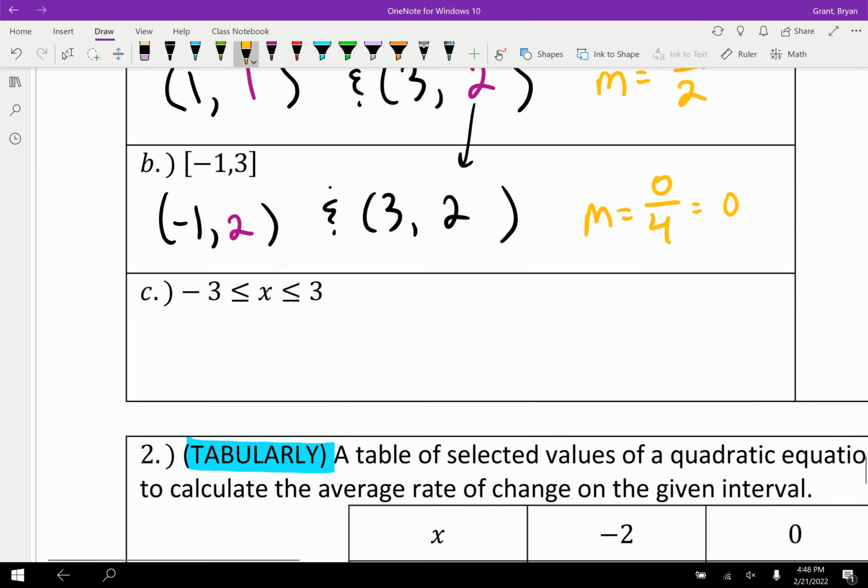Okay, let's look at the third one. From -3, which is less than or equal to x, which is less than or equal to 3. This means x is all the numbers starting at -3 and ending at +3. Hopefully you can see the 2 points here. One of them has an x of -3. One has +3. And again, +3 goes with 2.